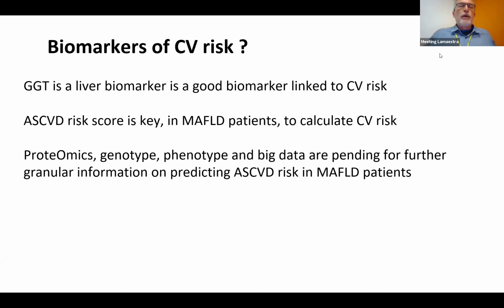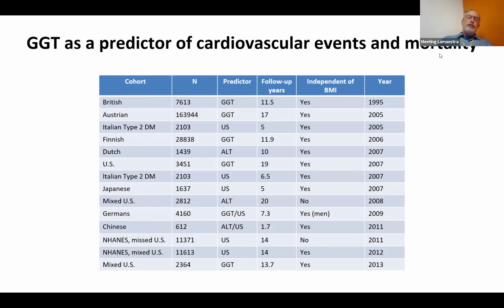risk profile. Proteomics are being brought forth in cardiology faster than in hepatology. There are proteomic profiles that predict cardiovascular risk very accurately, but we don't know how to use that in liver disease yet. This is data on the GGT, all these different cohorts, large number of patients, follow-up sometimes up towards 15 years, works independent of BMI to predict cardiovascular events, including coronary artery disease, heart attack, myocardial infarction, and heart failure.